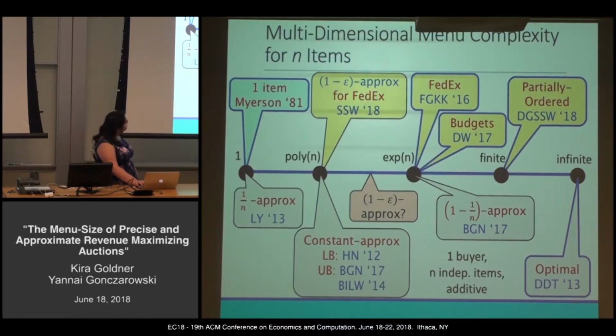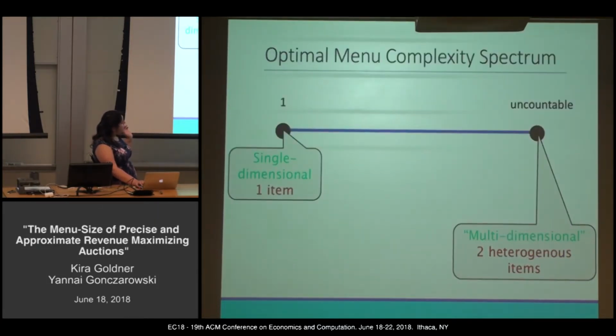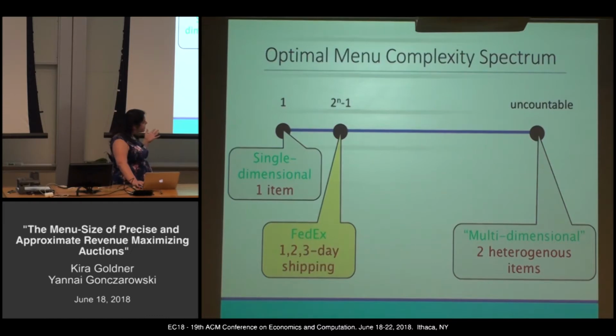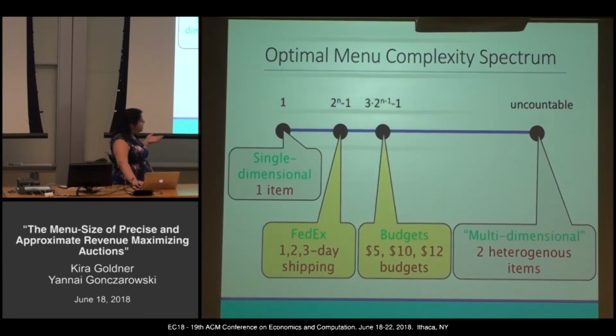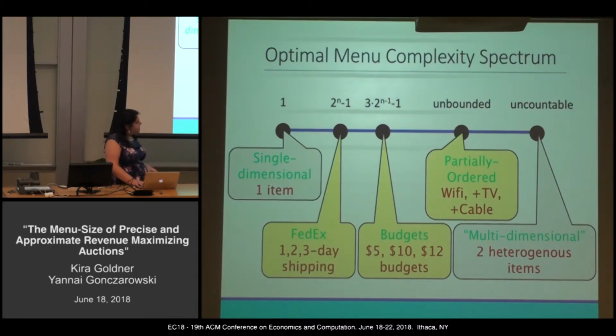Great. Okay, so let's specifically talk about the optimal ones, the ones with the blue outlines. What this means is that before this line of work, we just had single dimensional and multi-dimensional. One and uncalculable. And so we had FedEx come along and say exponential, and then we had budgets come along and say also exponential but slightly higher. And then the partially ordered setting comes in at unbounded but finite.